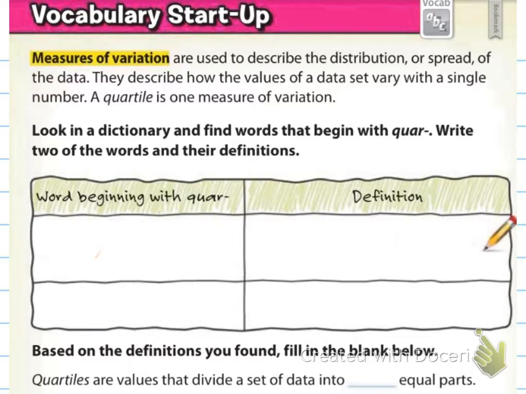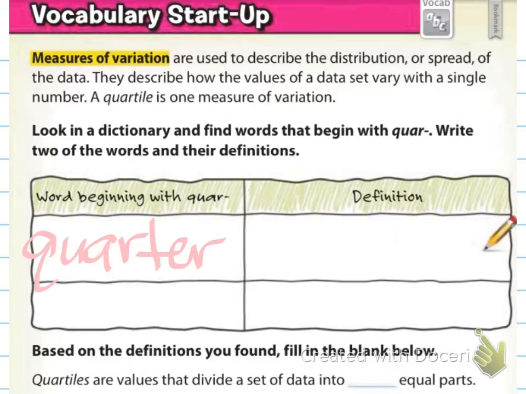It says, look in a dictionary and find words that begin with Q-U-A-R. Write two words and their definitions. I'm just going to go ahead and come up with one that we can all use. I think we can agree quarter is a good number to use. When we're thinking of the definition of quarter, you might think 25 cents, but really it's 1/4 of $1.